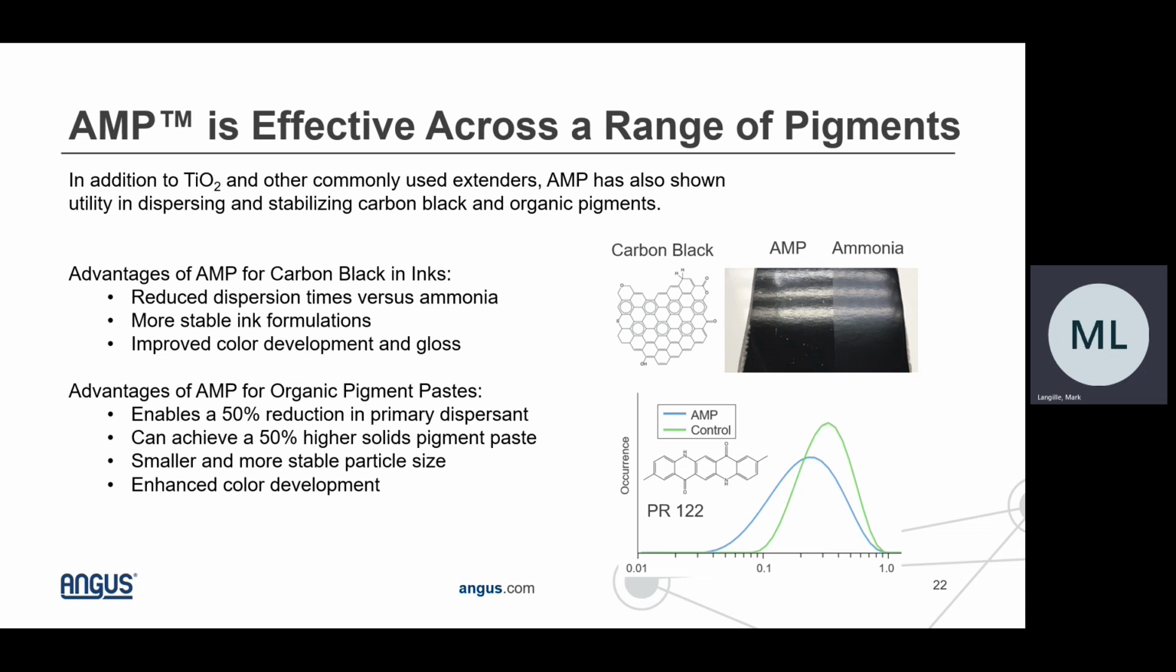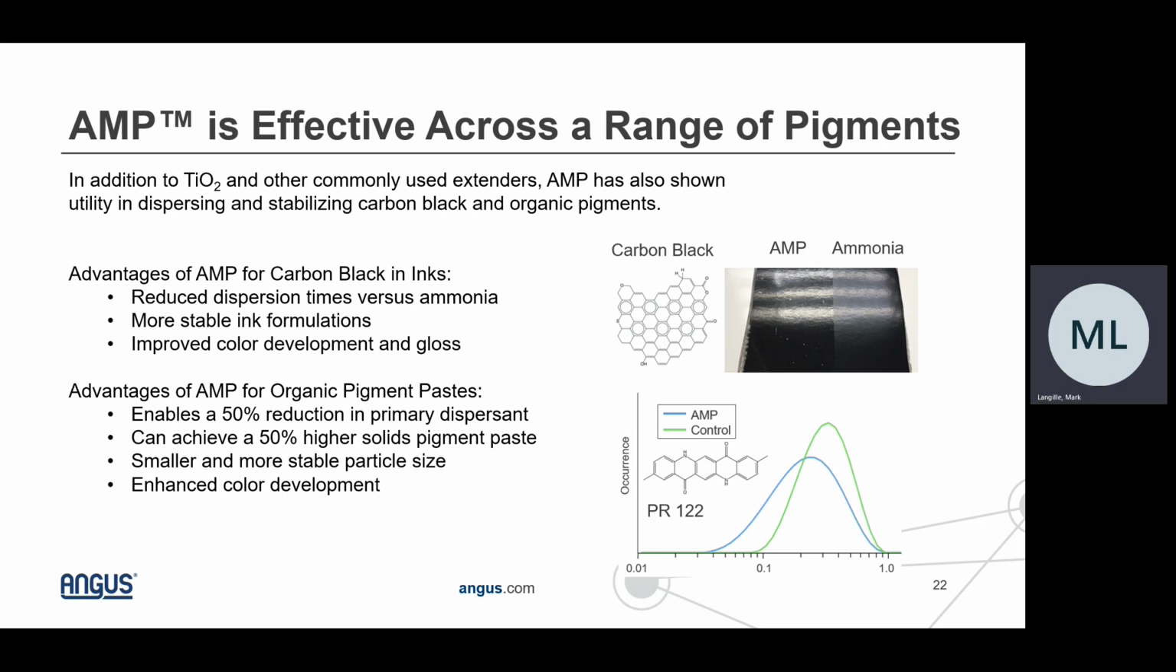So to draw some conclusions from these recent studies of ours, we've learned that in addition to titanium dioxide, AMP can be a highly effective dispersant for carbon black and also organic pigments. Amino alcohols can be a very effective formulating tool for these types of pigment dispersions. In the case of the ink application, we saw faster dispersion times, a more stable formulation, and improvements to color and gloss from the AMP-containing ink.